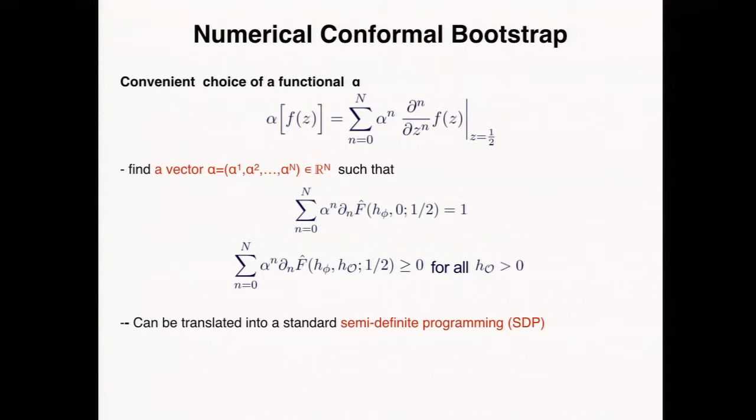A convenient choice of functional alpha, for this z, where we are interested in the case g equal to 1/2, is a sum of derivatives of the function in z, with n going from 0 to N, with coefficients alpha n. The alpha n are arbitrary real numbers, so that there is a bound on n. We can choose N to be as large as we want. Basically we want to find the vector alpha, from alpha 1 to alpha N, an N-component real vector, such that the vacuum contribution is equal to 1, and all the other contributions remain positive. If we find such an alpha, then the theory doesn't exist.